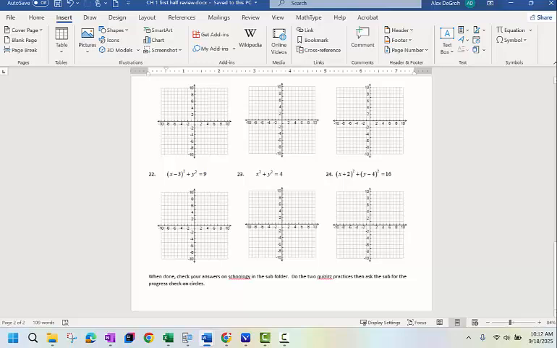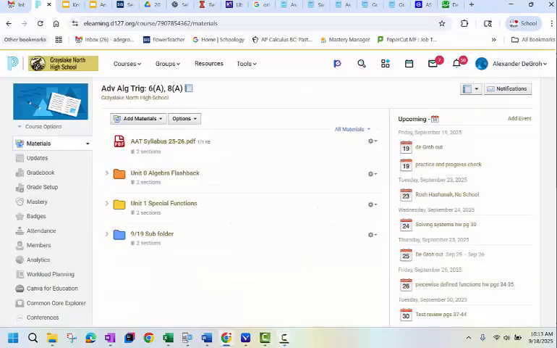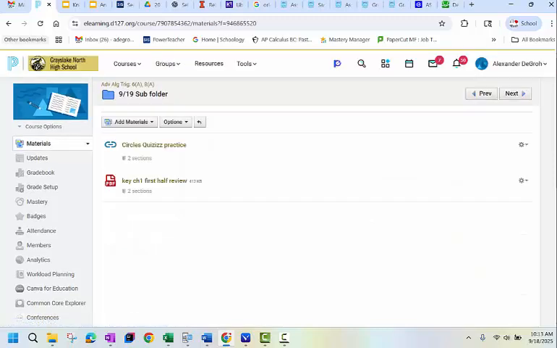When you're done with it, you can check your answers on Schoology in the subfolder. And then there's some quizzes practices in there as well. So let me show you where that is really quick. So in Schoology, in our classes, there is a 919 subfolder. You click on this guy. At least there's one quizzes practice on here. I might add another one in there in a second, but this is a circles quizzes practice.